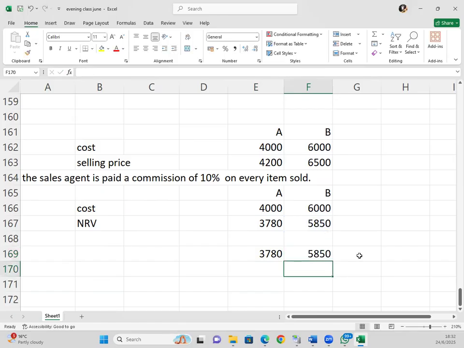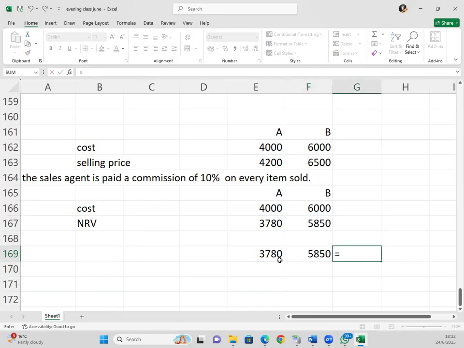So you first of all have to adjust your selling price to get the net realizable value. Then inventory is valued at the lower of cost and net realizable value.